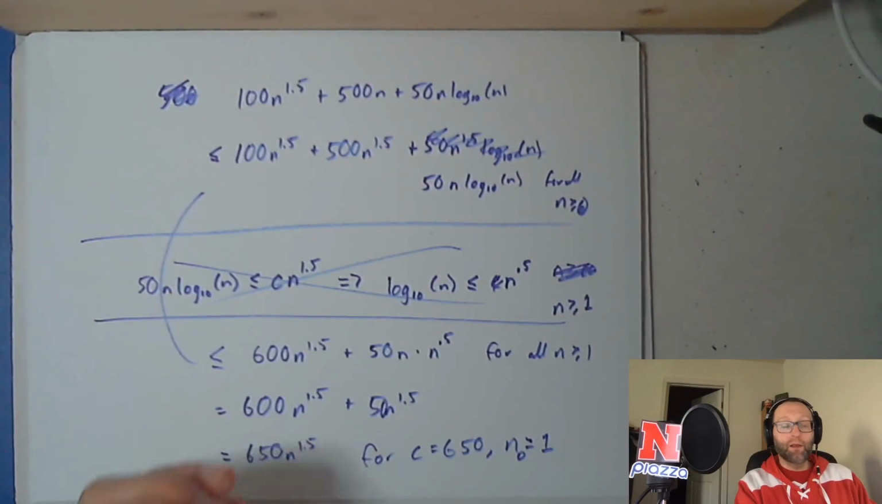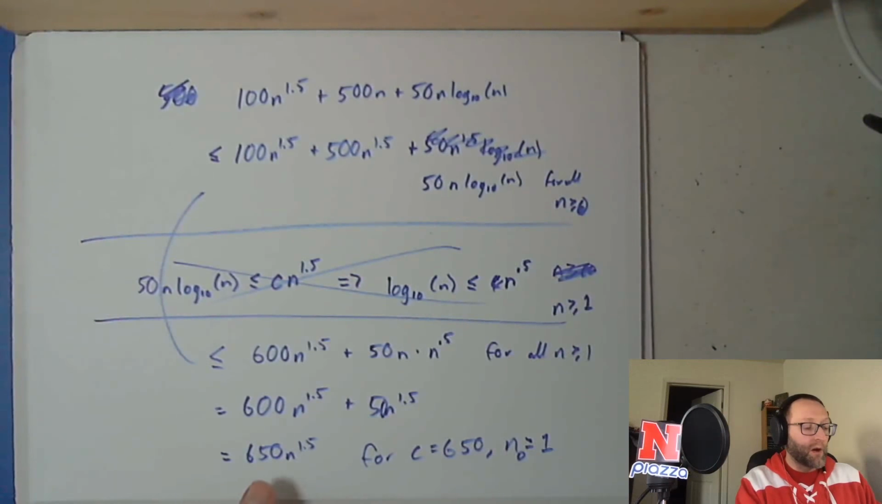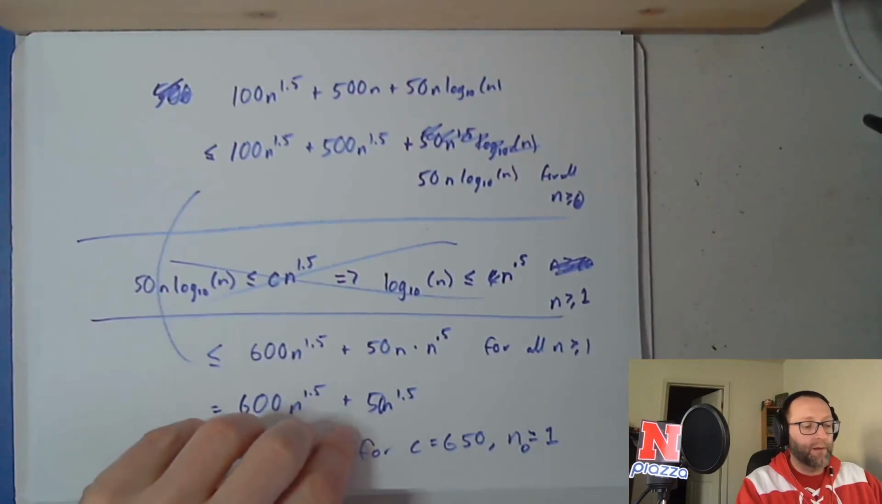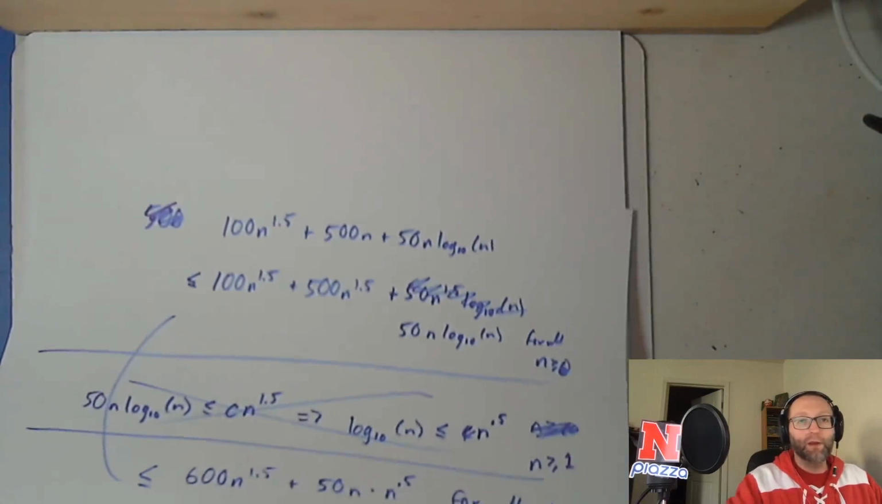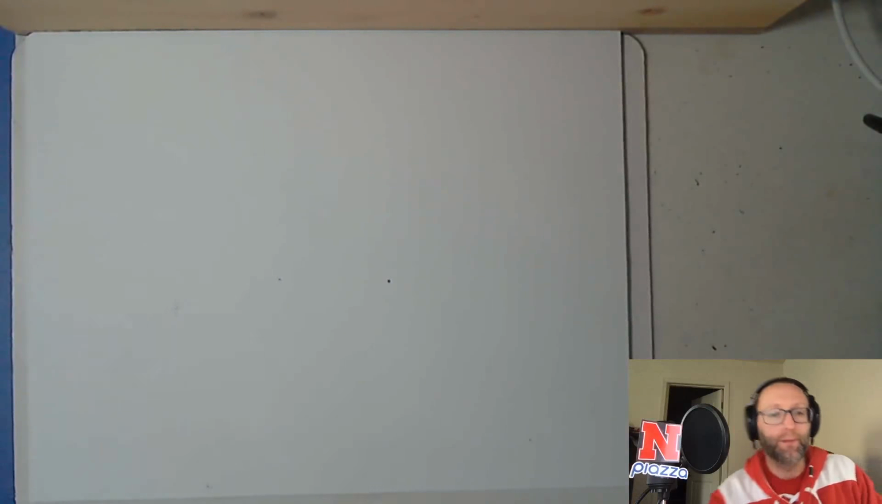Again, this is not tight. There are an infinite number of combinations of C and n naught that will work for this equation. There are an infinite number of possibilities. I just had to find two that actually worked and establish this series of inequalities. Okay.